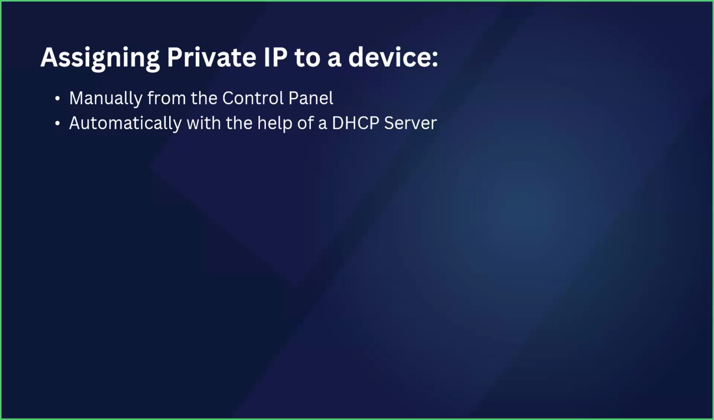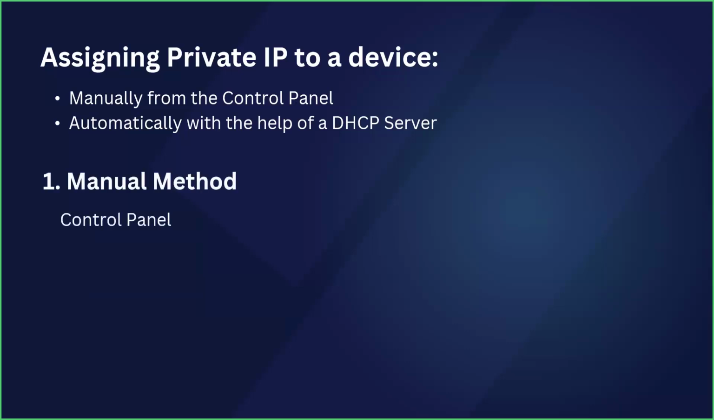One, you can assign it yourself manually from the control panel, or two, you can get it automatically from a DHCP server. Let me show you the manual method today, and tomorrow we go with the DHCP method as well. To get it assigned manually, you first go to your control panel.